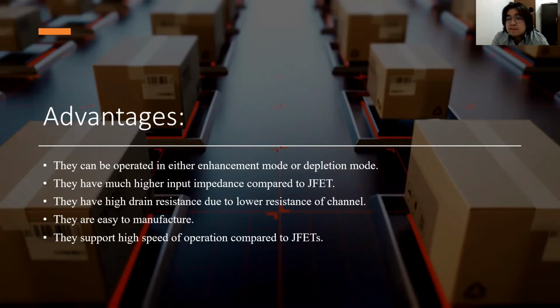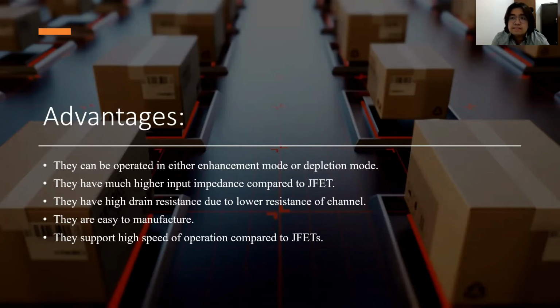They have a much higher input impedance compared to JFET. They have high drain resistance due to lower resistance of channel. They are easy to manufacture. And lastly, they support high speed of operation compared to JFETs. Now, that is the advantages of the MOSFET amplifier.